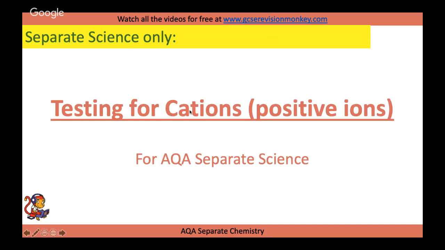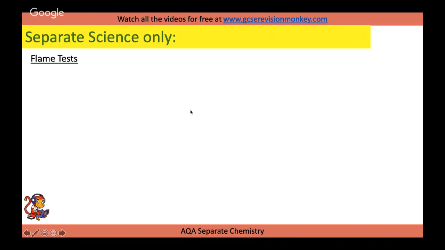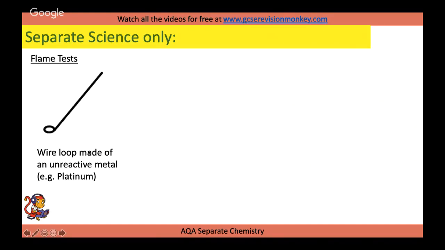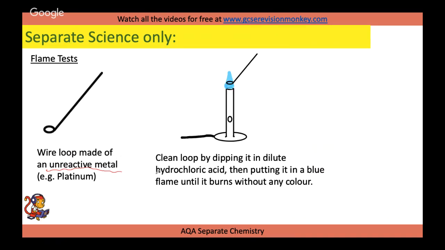Let's start off by testing for the positive ions, which we call the cations, because they're linked into the fact that they would go to the cathode. So the cations, flame tests first of all. You have a wire loop of unreactive metal. It can't react with the metal that you're going to put on it, otherwise it will make a different colour. For example, platinum. You clean it by dipping it in acid. That will react with any of the metal, getting rid of it, and then putting it in a blue flame until it burns without any colour. You then allow it to cool and dip it in your sample.